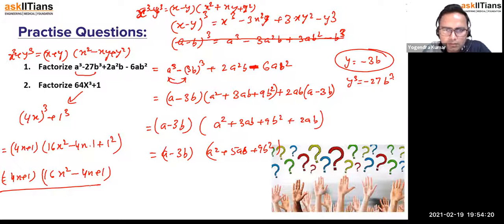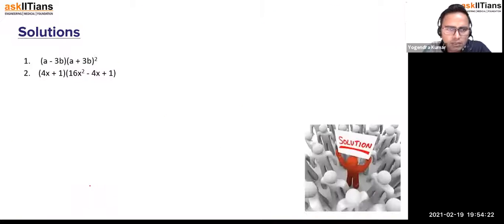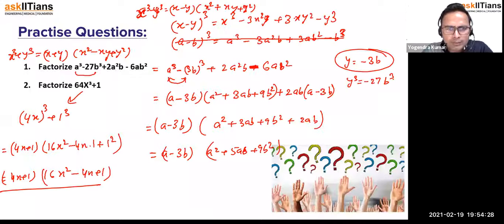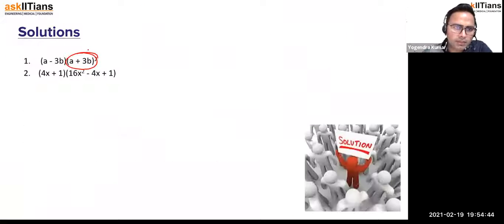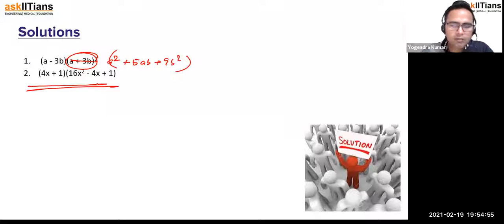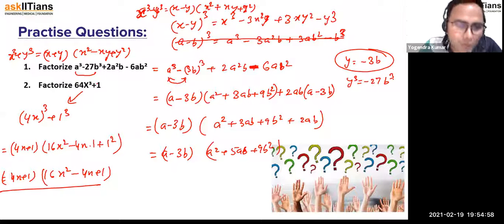I think I made some mistake in this answer. Here there is a small mistake. This is not coming a plus b. No, it is not 6 here. So there is a mistake there, right? You need to check that. This answer here is not correct. It is a square plus 5ab plus 9b square, right? This is what we are getting. a minus 3b is correct, this one. And now its next answer is this one, right? I hope you have understood it.